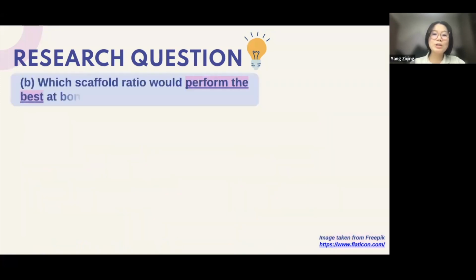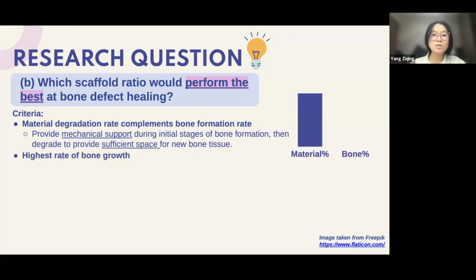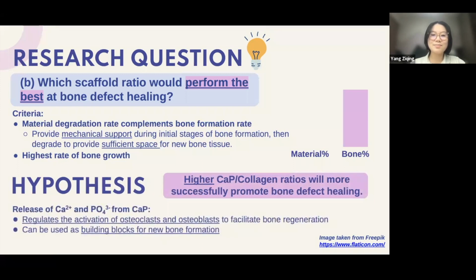If the CAP to collagen ratio indeed influenced defect healing, we then wanted to know which ratio would result in the best biological performance. This would mean the material degradation rate complements the bone formation rate, and the bone formation rate itself is high. This would ensure that the scaffold does not degrade too slowly or too quickly. We hypothesized that higher CAP to collagen ratios will better promote bone defect healing due to CAP's osteoconductive properties.